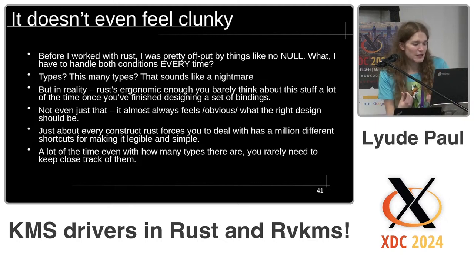And not even that, it also almost feels obvious what the right design is a lot of the time. Just about every construct that Rust is forcing you to deal with, it has almost a million different shortcuts for actually making it as legible and simple as possible. And once you're past the stage of developing bindings or APIs, you're not even really thinking about this stuff afterwards. A lot of the time, the language just sort of handles it for you.